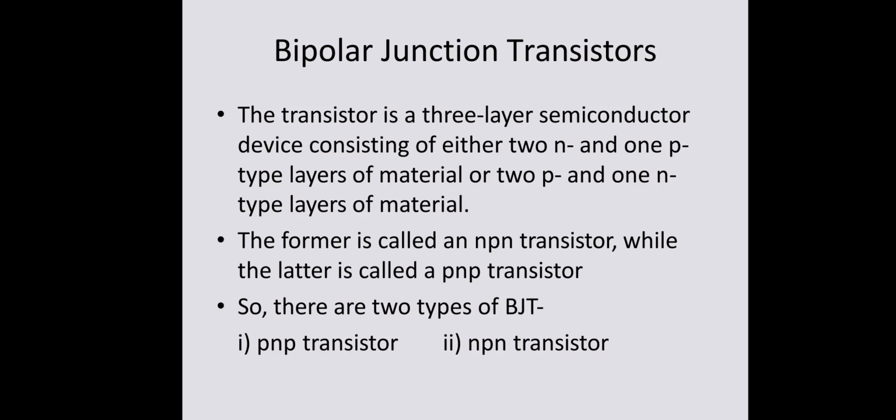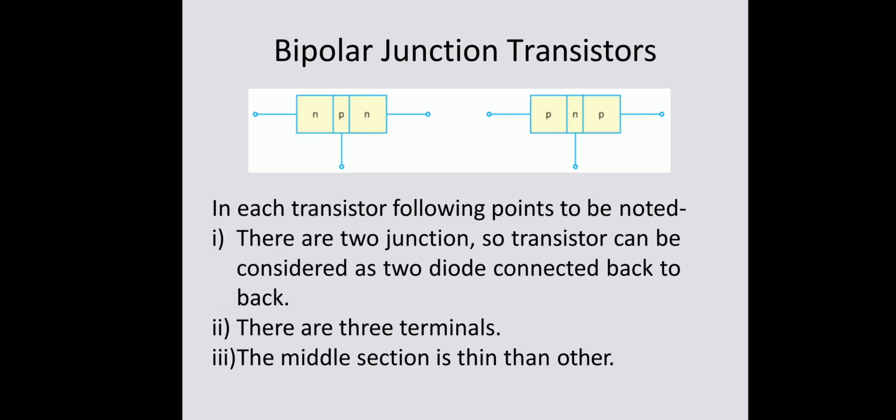If it is two N regions separated by a P region, we call it an NPN transistor, or two P regions separated by an N region, we call it a PNP transistor. So we have two types of BJT, PNP transistor and NPN transistor. The figure shows the PNP transistor and NPN transistor.